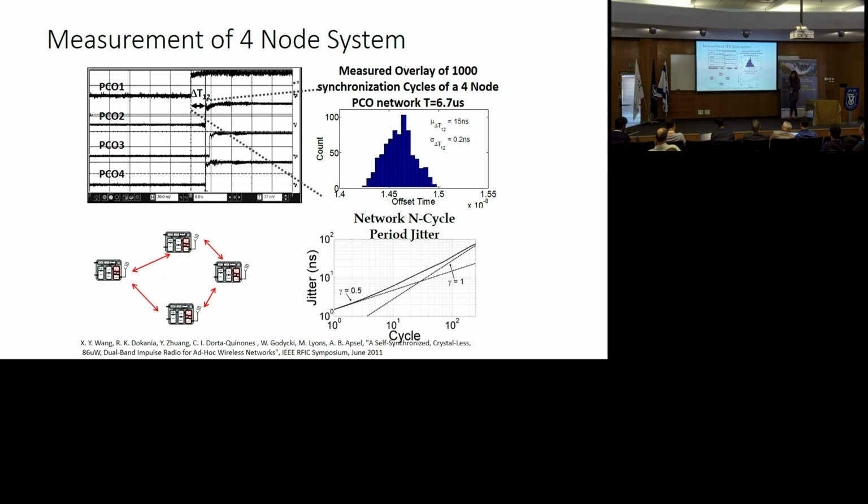Just to show you that we've actually done extensive work on this, we've built this in circuits, and we've shown that even for pretty crappy circuits, it works. We're able to build a network of 4 oscillators that are wirelessly connected, and we can show that for a period of about 6.7 microseconds, we could get jitter down to about 0.2 nanoseconds. That's actually quite interesting. So why does that happen? Why is the jitter low?